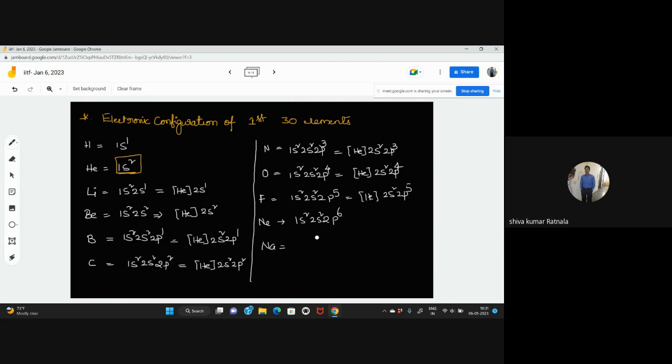Sodium is 11, so we can write 1s2 2s2 2p6. After 2p, what can we write? 3s1. Now see here. Neon is 1s2 2s2 2p6, right? So up to this we can write neon, no? Neon core 3s1.